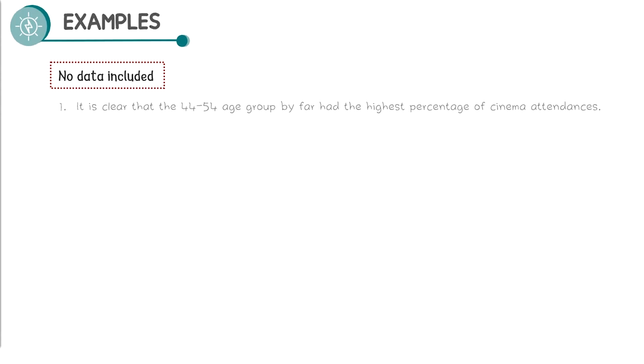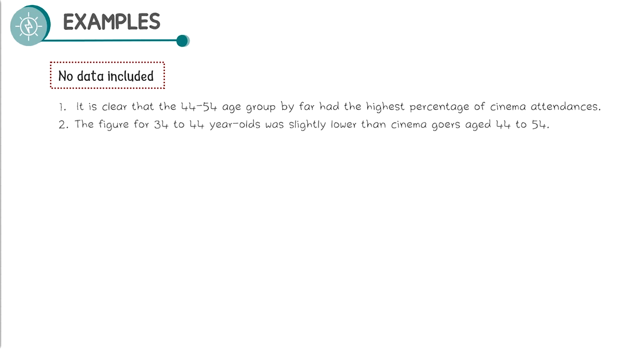Let us study the following examples. No data included. It is clear that 44 to 54 age groups by far had the highest percentage of cinema attendances. The figures for 34 to 44 years old was slightly lower than cinema goers aged 44 to 54. The figure for 44 to 54 was 3 times higher than 14 to 24 age groups.